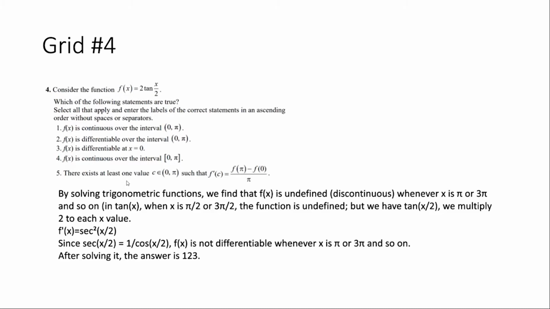There exists at least one value c between 0 to pi such that f prime of c is this. This looks really similar to the mean value theorem, which states that in order for this to exist, we have to have two conditions. And one of the conditions is f of x is continuous over the closed interval a to b, which is 0 to pi in this case. We proved that it's not continuous over the closed interval, therefore 5 is false. We can't prove 5. The answer is 1, 2, 3.